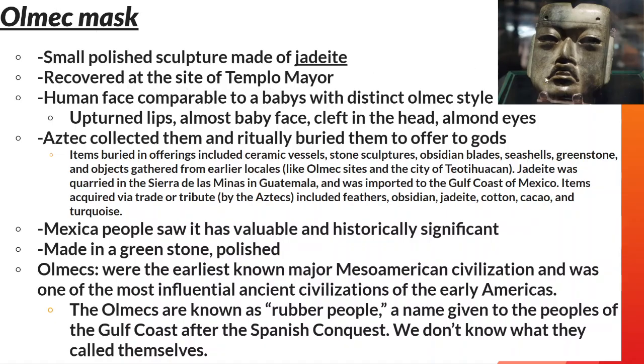This one would have been made by the Olmecs. It was a small, polished sculpture made out of jadeite. It's got a nice, rich, dark, deep green color and hue to it. It was found at Templo Mayor. And we see that it is a human face, stylized, with this kind of babification that we have seen with the Olmecs. Almond eyes, we have a cleft in the head, upturned lips. So this style is super Olmec.